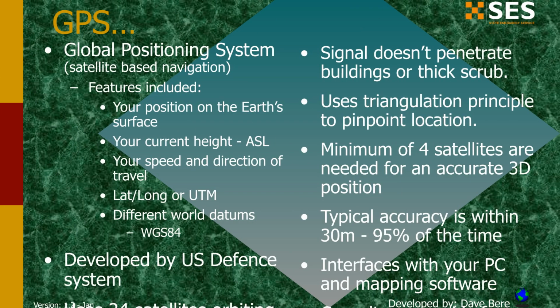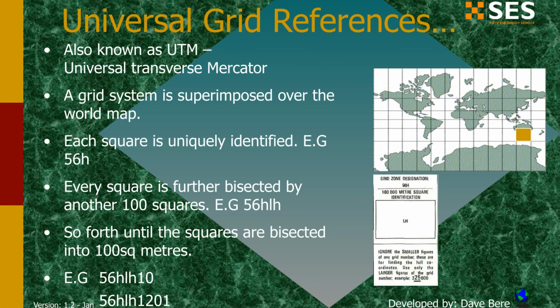The Global Positioning System, or GPS, is a satellite-based navigation tool developed by the U.S. Defense System. It uses 24 satellites orbiting Earth twice a day. GPS provides your position, height, speed, and direction of travel using the WGS 84 datum. GPS signals use the triangulation principle, but do not penetrate buildings or thick scrub easily. A minimum of 4 satellites are needed for accurate 3D position, and the typical accuracy is within 30 meters 95% of the time.